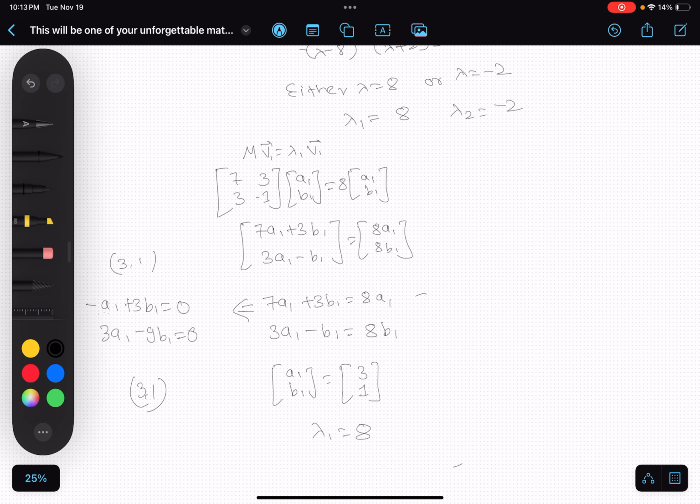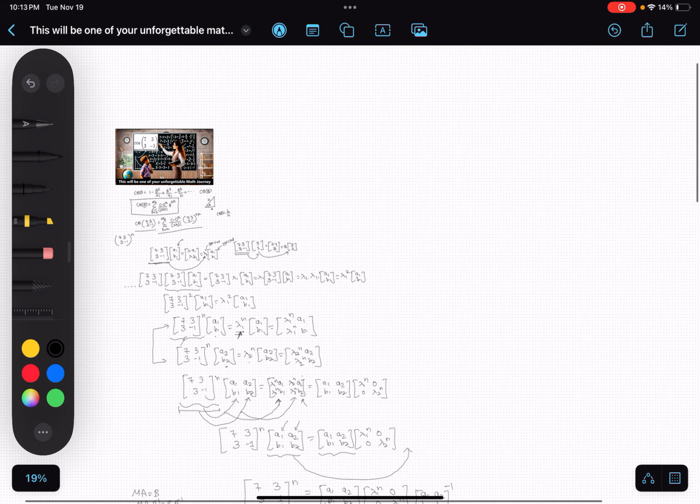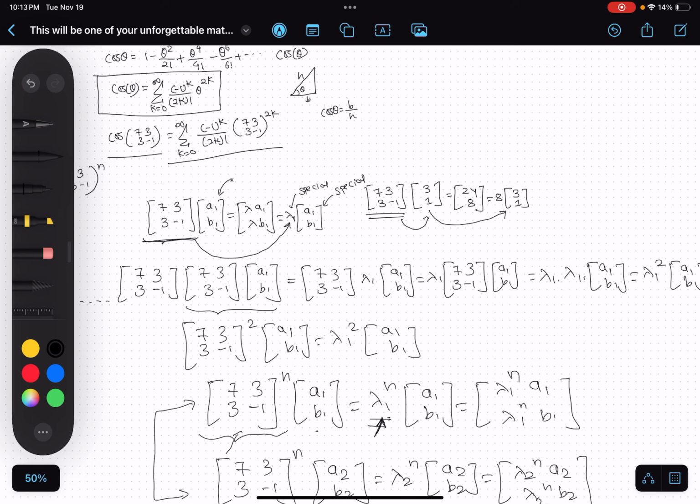Now let's go with another case. Mb1 is equal to mb2 is equal to lambda 2 times b2 vector. Our A matrix is just [7 3; 3 -1] times a2 b2, which will be equal to our lambda in this case. And guys, this 3 1 vector is exactly the same that I had predicted earlier. Over here, did you notice that I had multiplied this [7 3; 3 -1] with 3 1 to get this 8 times 3 1? And exactly this is our eigenvalue, this is the eigenvector.